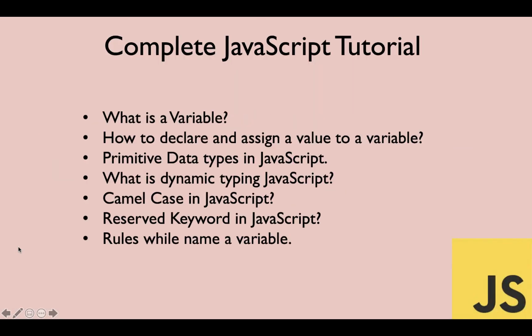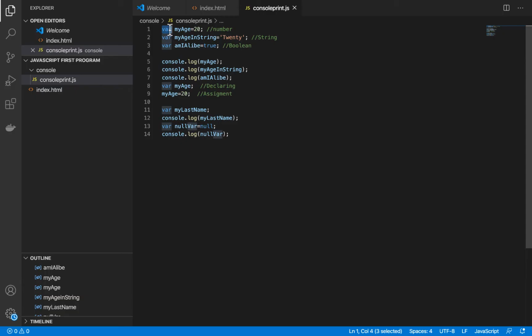Now we'll cover the other topic, that is what is dynamic typing in JavaScript. If you see here, we are using the same keyword, that is var, over here for declaring a number or a string or a boolean, or even undefined and null. So this is called dynamic typing, which means JavaScript is smart enough to identify what kind of variables you're using. For instance, it knows you're using a number kind of data type, so it will directly assign it to a number.